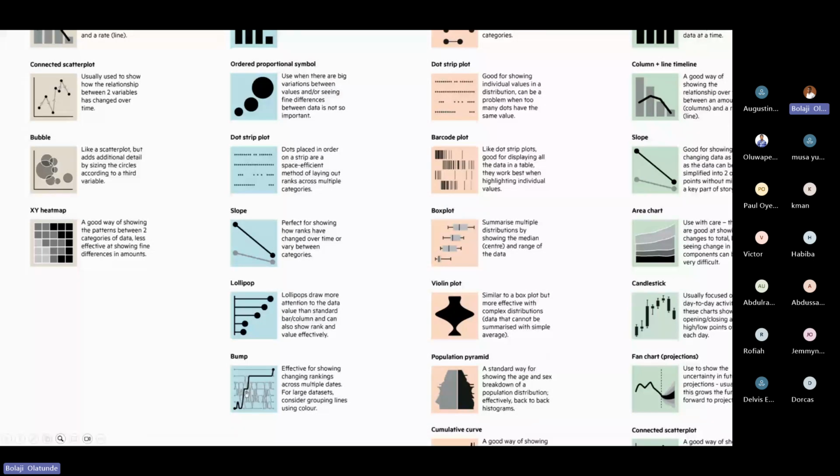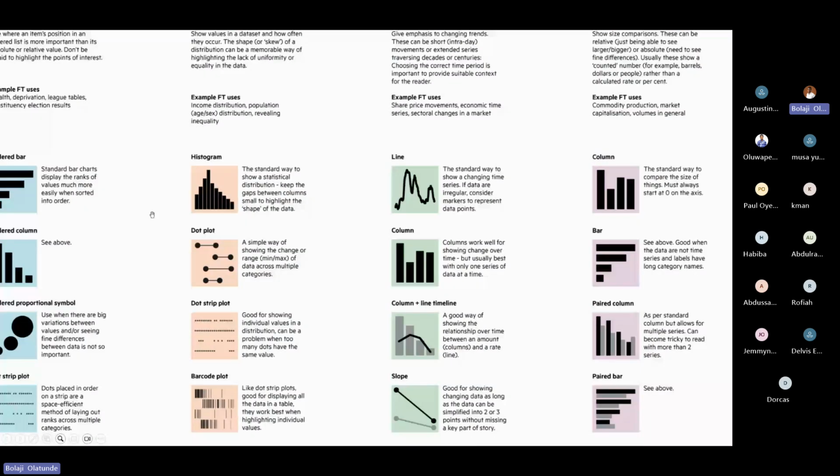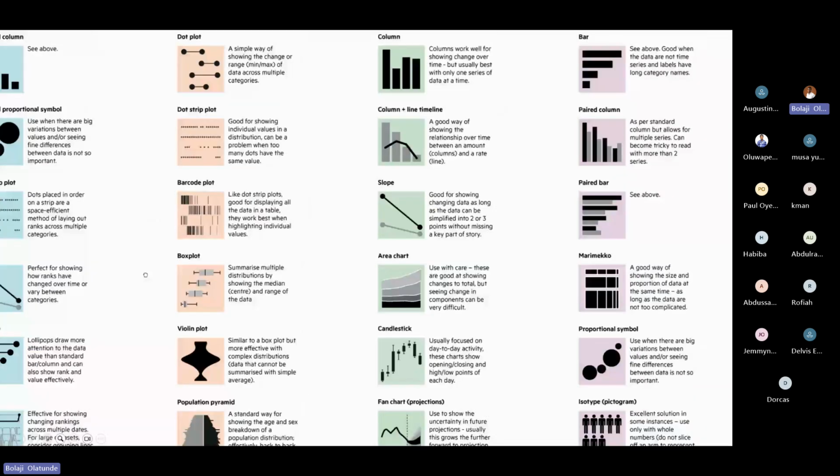Look, it was fifth, then it moved to fourth, then it came down to fifth, then it moved to third, then it moved to second, then it moved to first, and then dropped. So this is a bump chart, for example, right? What else do we have? We have distribution. We have different options of visualizing distribution: histogram, dot plot, dot strip plot, box plot, violin plots, population pyramid, cumulative curve.